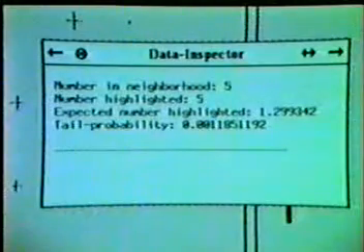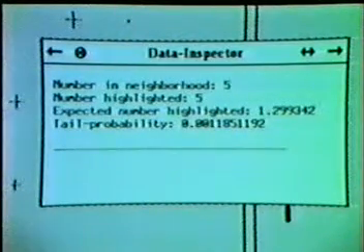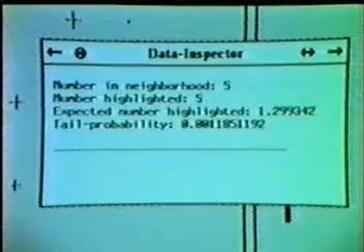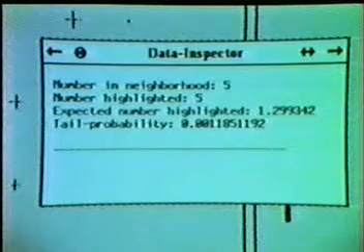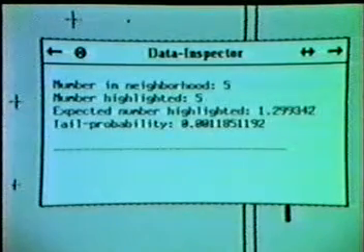Pointing at one of the icons and clicking left shows the values of several variables for the bin in the inspector window. This bin had 5 observations in it, all of which are highlighted. The expected number of highlighted observations under random distribution is about 1.3. The binomial tail probability is about 0.001.